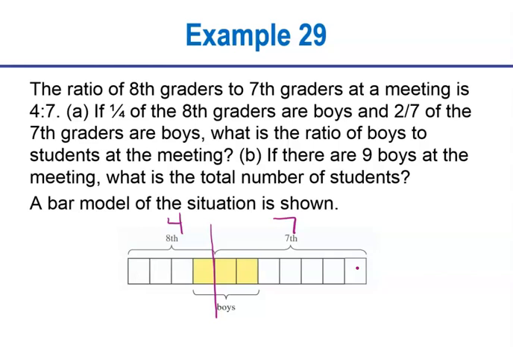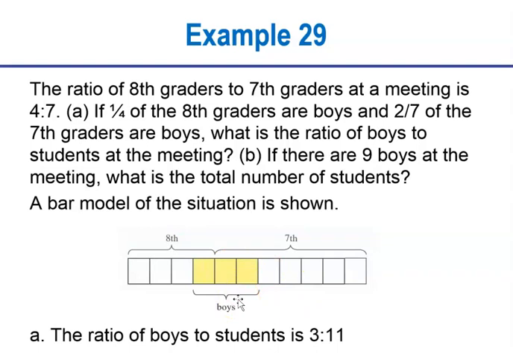And then what's highlighted, right, 1/4 of the 8th graders were boys. So 1 out of these 4, that's the yellow, were boys. And then 2 out of the 7, again yellow, were boys. All right, it says the ratio of boys to students is 3 to 11. Remember, that's what we figured out earlier. So 3 to 11, where did the 3 come from? That's the 3 yellow that we have here. And then where did the 11 come from? Well, 11, remember, is the 4 to 7. There were 4 8th graders, 7 7th graders.